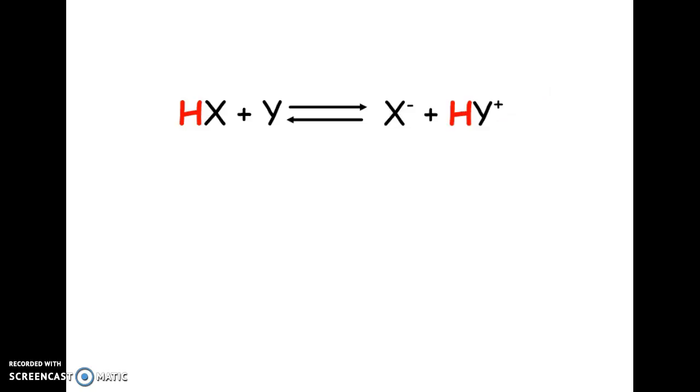So the first thing to do when determining whether something is an acid or a base in the Bronsted-Lowry definition is to identify the conjugate pairs, which are the two things that differ only by the H+ ion. So our first conjugate pair is HX, which is becoming X-. In order for HX to become X-, it has to lose or donate the H+ ion. And something that donates an H+ ion, by definition, is an acid. So here HX is acting as an acid.